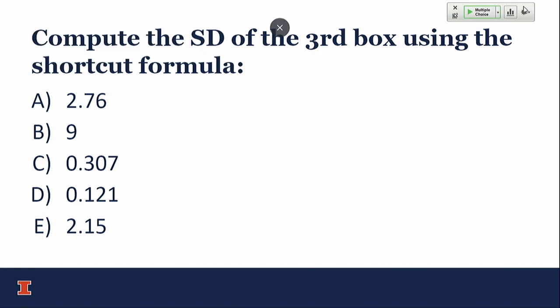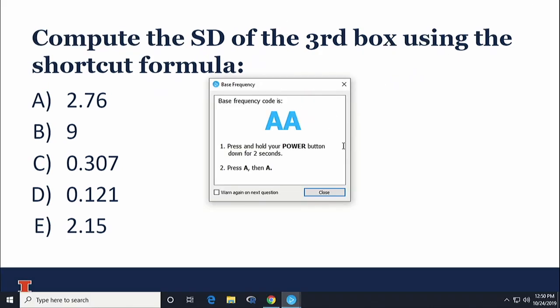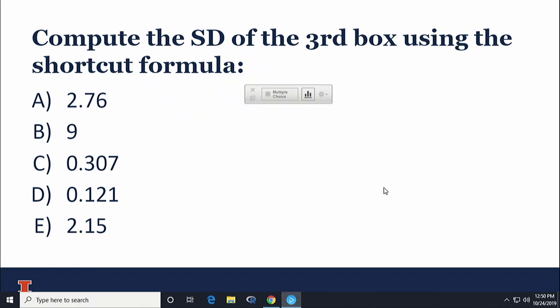Compute the SD of the third box using the shortcut formula. I know I can use it because I only have 2 types of tickets. Okay, seems like pretty much everyone is done. So guess if you don't have it yet. I am going to stop.